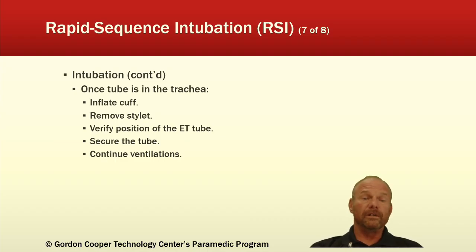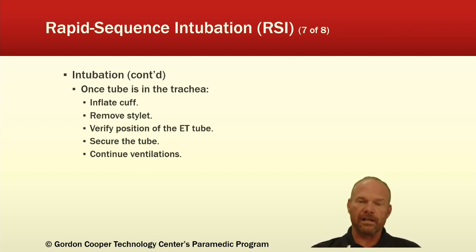So once we've achieved intubation, once we've got them intubated, let's talk about some of the steps after the tube's placed. So once that ET tube is in the trachea, we want to talk about a couple of steps after that. So you'll inflate the cuff, use a syringe to inflate the cuff on the ET tube to create that airtight seal. We don't want to have air leaks or aspiration. We want to remove our stylet. Carefully remove the stylet while holding the tube steady to avoid dislodging it.